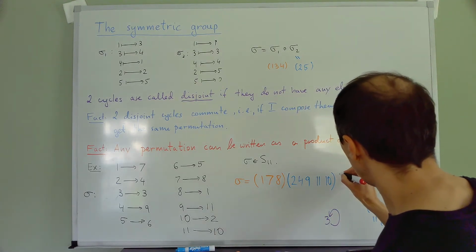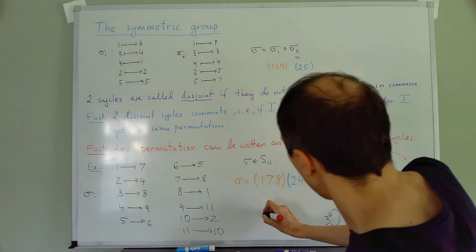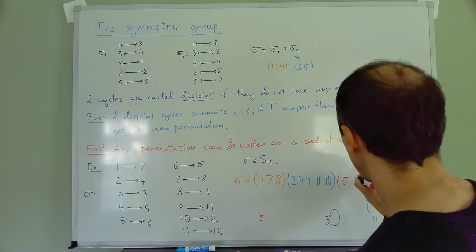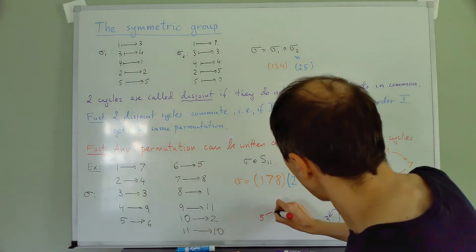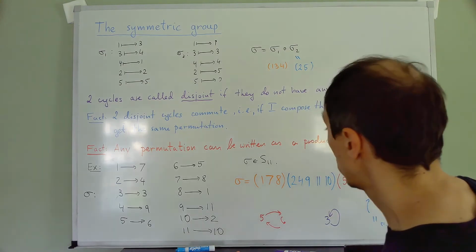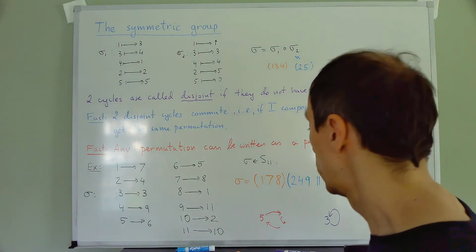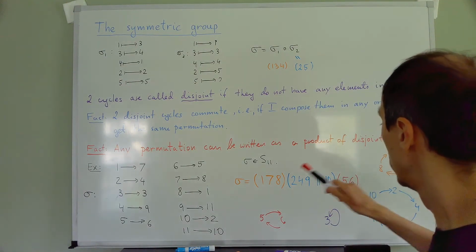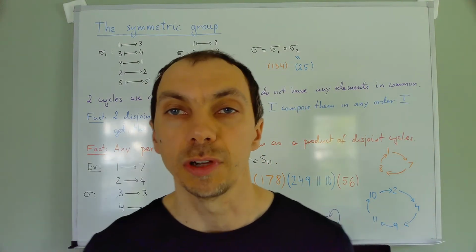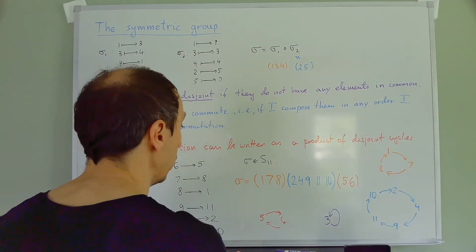So let's open up another one with 5. What happens to 5? Well, 5 is mapped to 6. What about 6? Oh, 6 is mapped back to 5. So that closes this cycle. What's left? 7 is there, 8 is there, 9 is there, 10 is there, and 11 is there. So this is already the complete cycle decomposition.